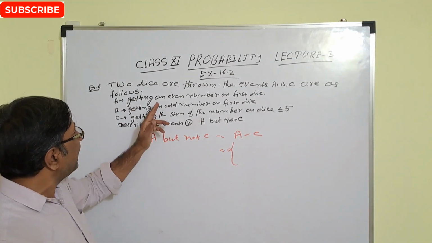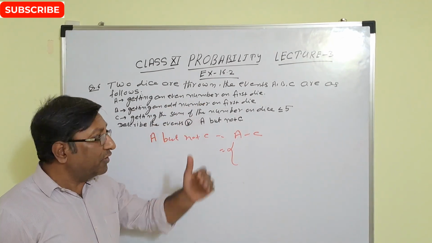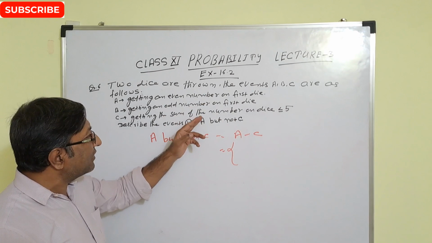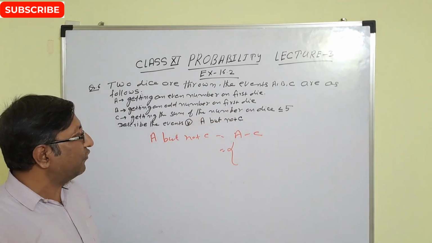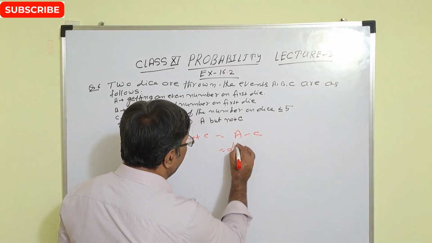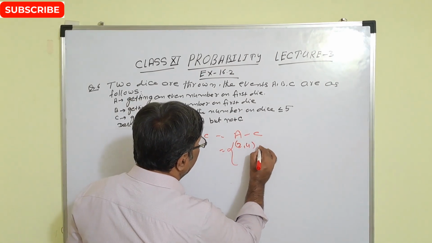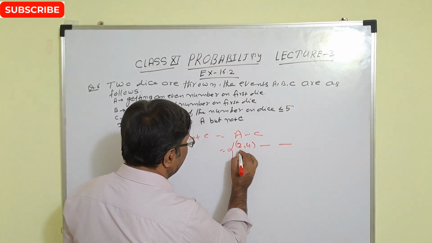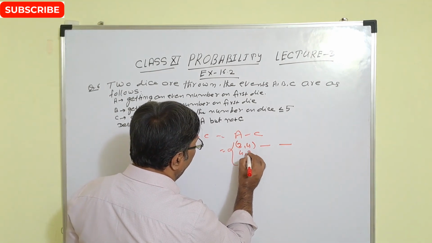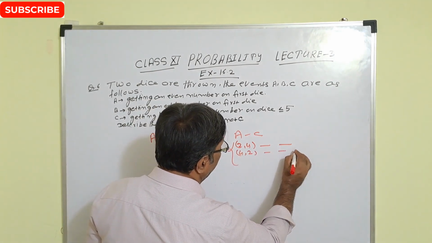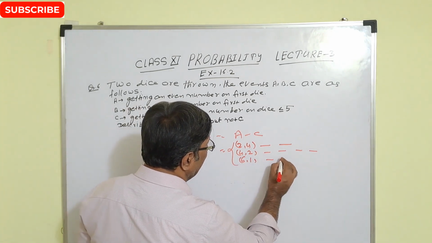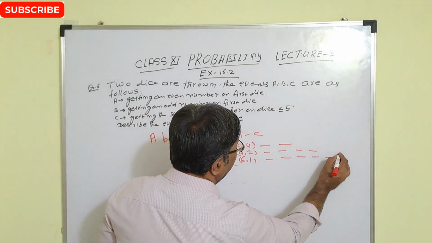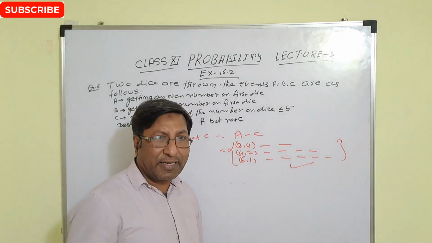So A is what? Getting an even number on the first die. And C is what? Getting the sum of numbers on the dice less than or equal to 5. So we will take sum greater than 5. So my answer will be what? This is 2,4, 2,5, 2,6. In the same way, this is 4,2, 4,3, 4,4, 4,5, 4,6. Again, this is 6,1, 6,2, 6,3, 6,4, 6,5 and 6,6. These are the correct answer.